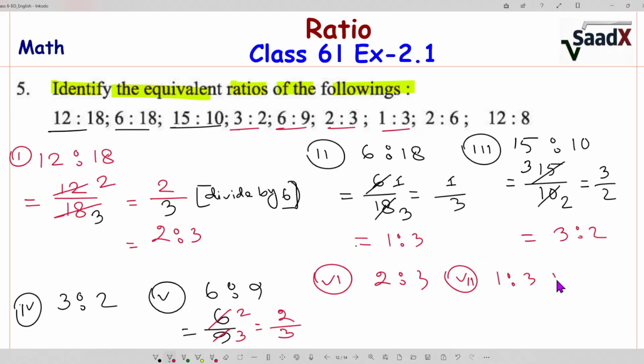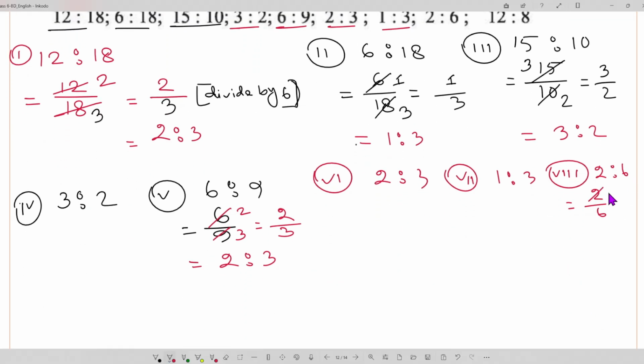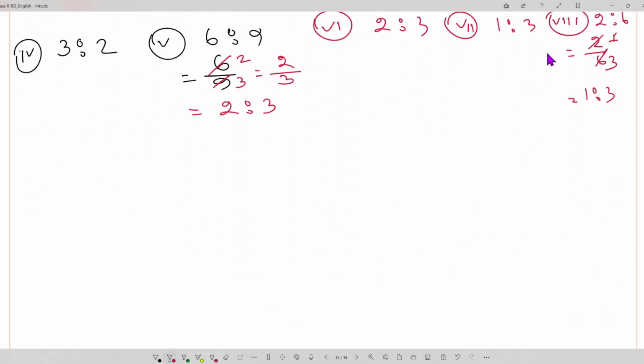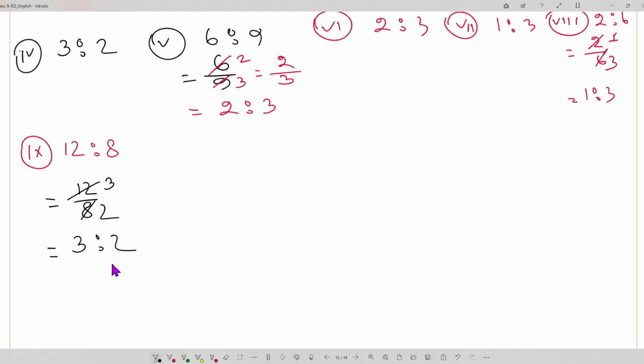Then number 8, here is 2 is to 6, 2 by 6, that means we can divide by 2, here is 1, here is 3, so we can write 1 is to 3, and this one is done. Finally, number 9, 12 is to 8. We can write 12 by 8 and divide by 4, so here is 3, here is 2, it means 3 is to 2.